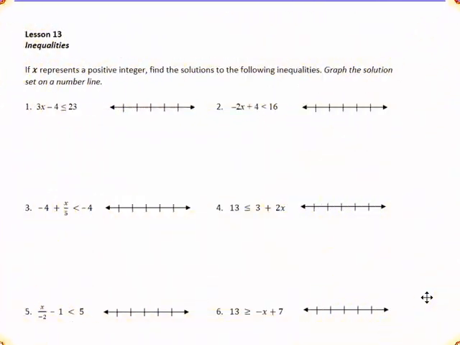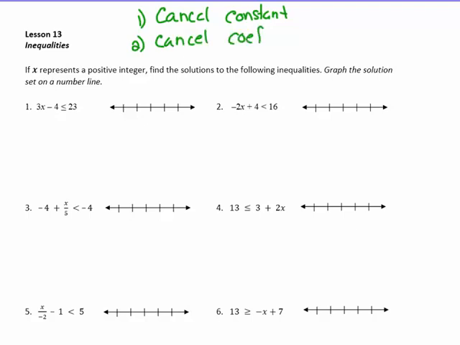All right, ladies and gentlemen, so today we're going to be working on solving multi-step inequalities, and the great part is that the rules are still the same as they were for equations. So our first step, we're actually only going to be doing two-step equations. So the first thing we have to do is to cancel the constant. Then we're going to cancel the coefficient. And then we're going to graph it.